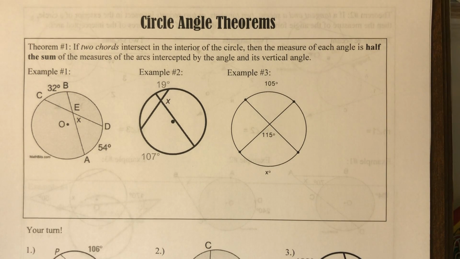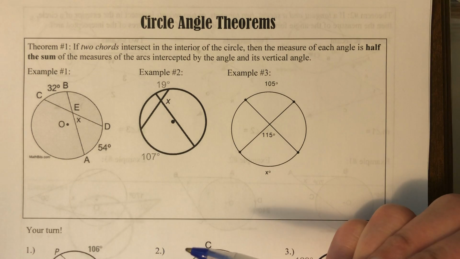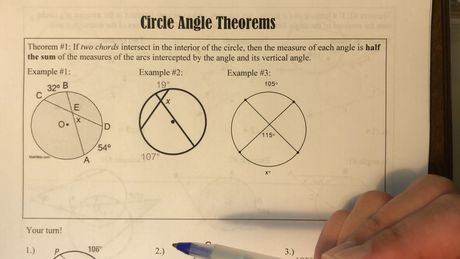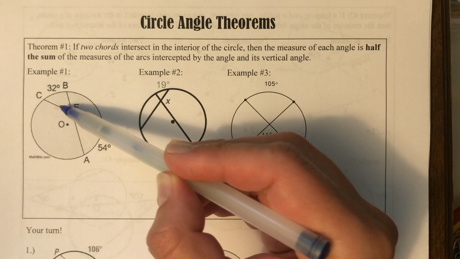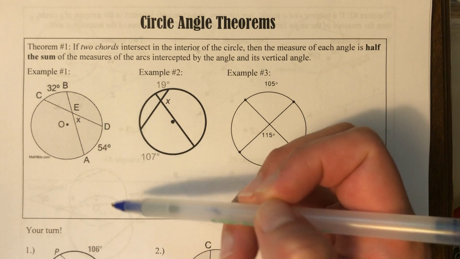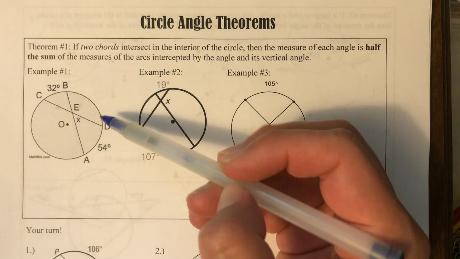So today we're going to focus on some other angle theorems involving circles. The first one is, if we have two chords, so you can see the two chords here, and they intersect, then the measure of each angle formed, so we're looking at these two which are the same because they're vertical, is half the sum of the two arcs that are intercepted.